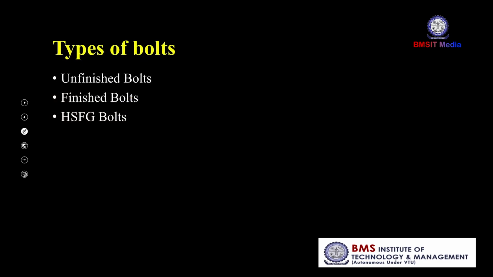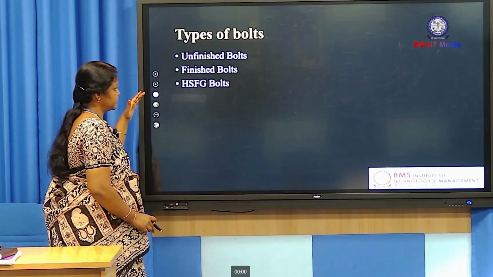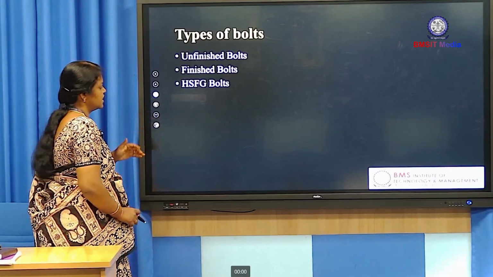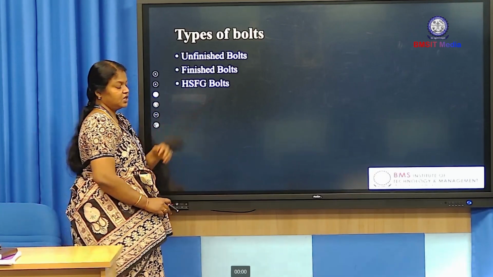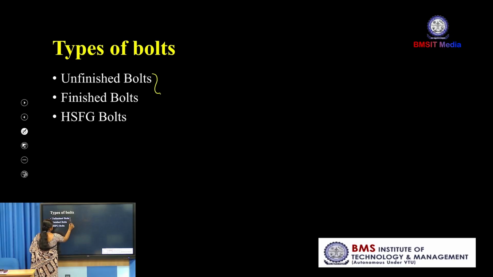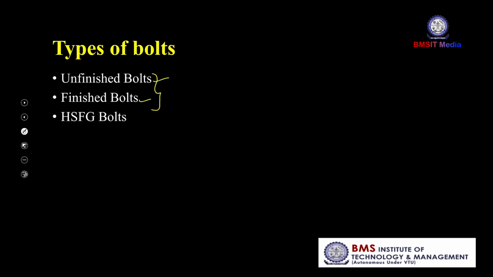Three types of bolted connections are there. The first ones are unfinished and finished bolts, and the other one is the high strength friction grip bolt. The unfinished and finished bolts are similar and are differentiated based on finishing quality. The surface finish is very good in the finished bolt, and the surfaces are very rough in the unfinished bolt.